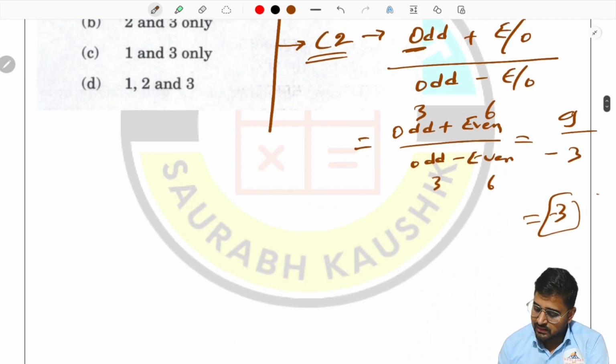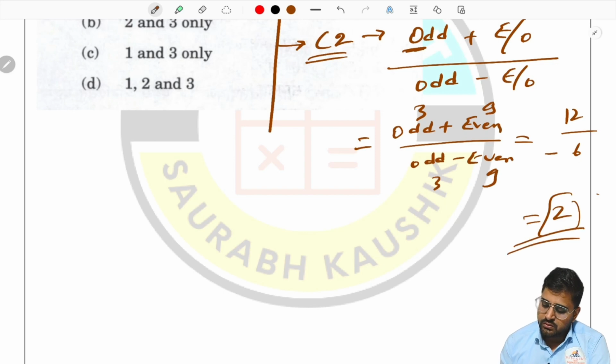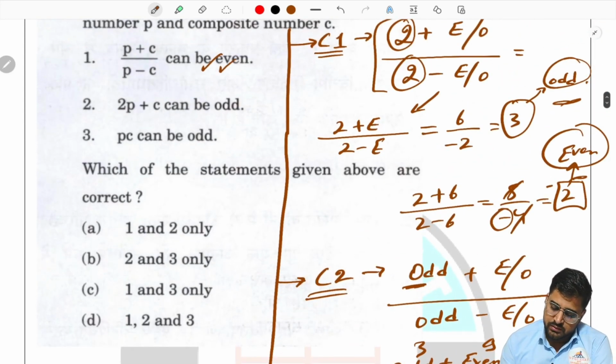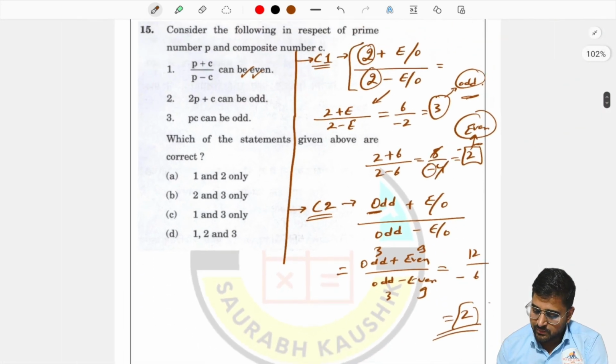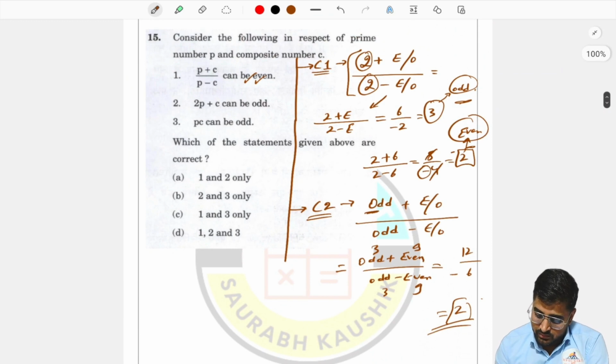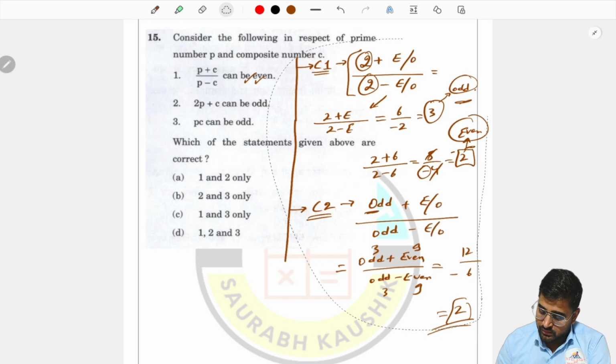Now let us take another one. 6 is composite, 9, it becomes 12 by 3, and in this case it becomes 6. So this is possible in the second case also. By this you can prove the statement is right.